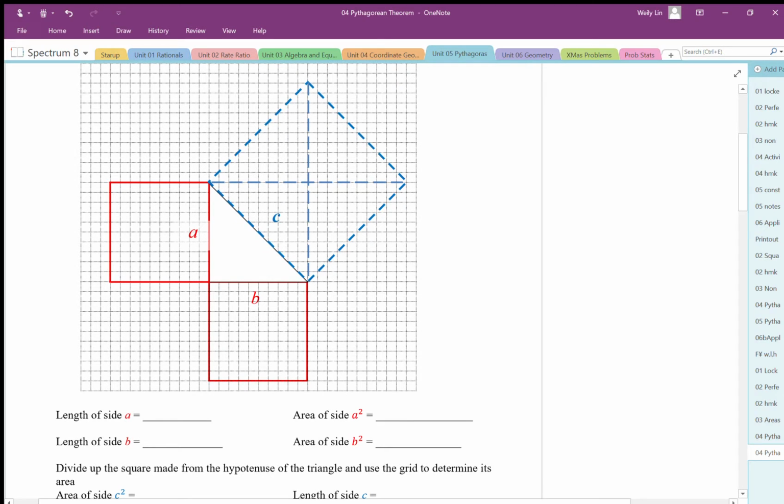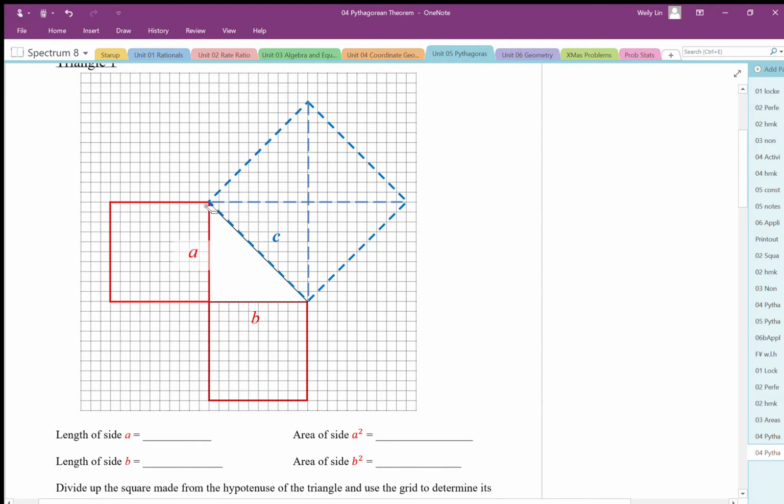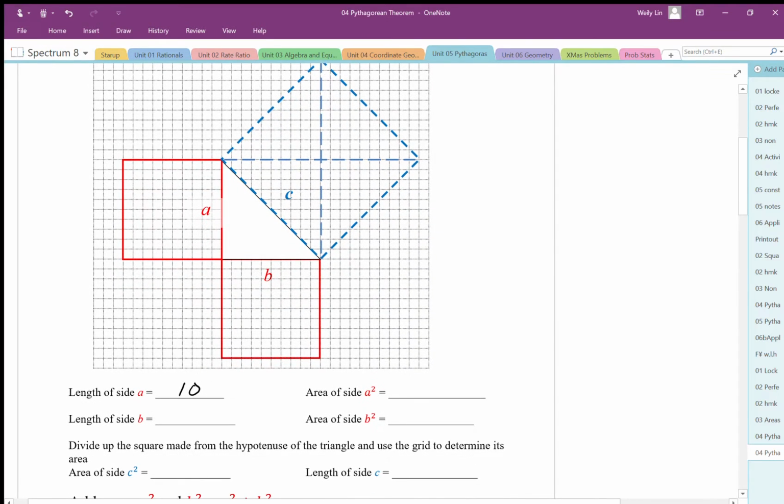So if we take a look at this diagram here, we can count: 1, 2, 3, 4, 5, 6, 7, 8, 9, 10. So the length of one edge is going to be 10. So side A is going to be 10. And if we count B, 1, 2, 3, 4, 5, 6, 7, 8, 9, 10, it's also 10. Okay, so this is a 10 by 10 triangle, and we can make 10 by 10 triangles inside there. So the area of side A is going to be 100 when we square it. Side B will also be 100.